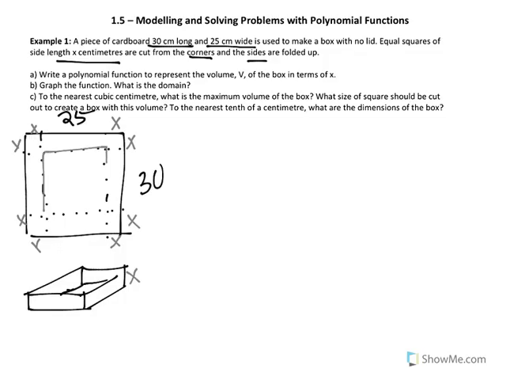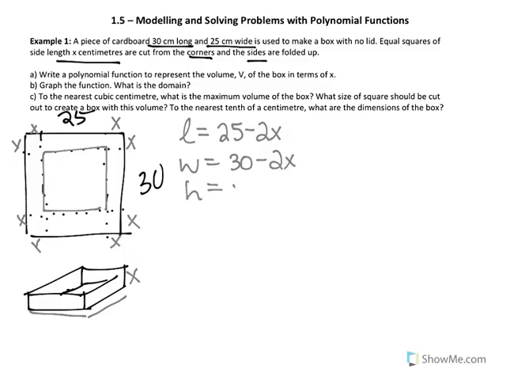So we want to find the volume of the box. We actually need that bottom because that's going to give us the dimensions of the bottom of the box. Volume is found by doing length times width times height. So our length is going to be 25 subtract 2x, our width is going to be 30 subtract 2x, and our height is going to be x. So our volume is x times 25 minus 2x times 30 minus 2x.